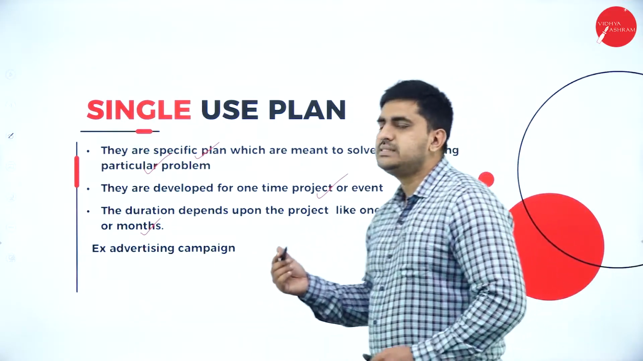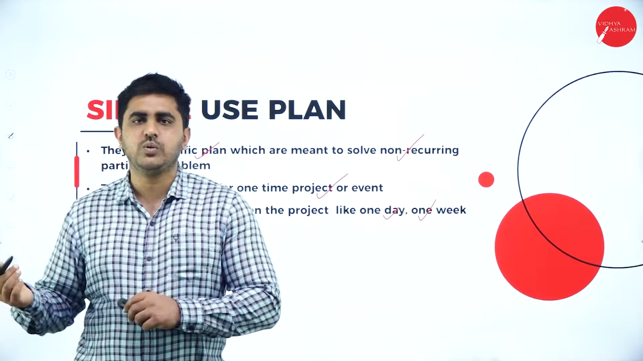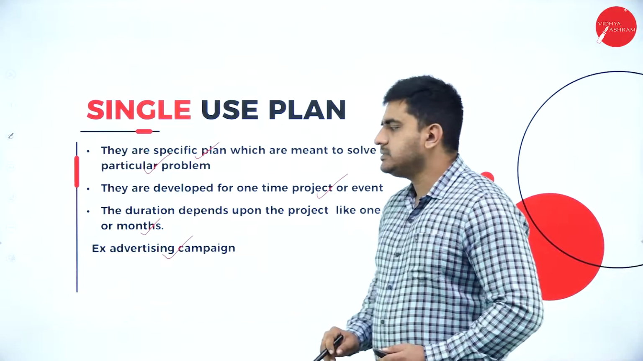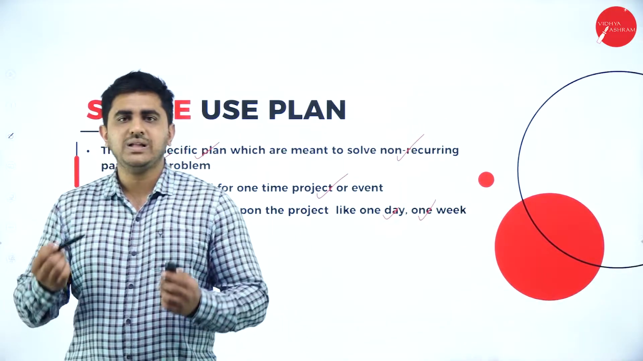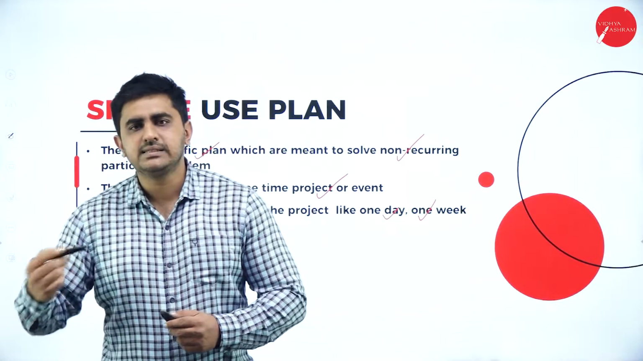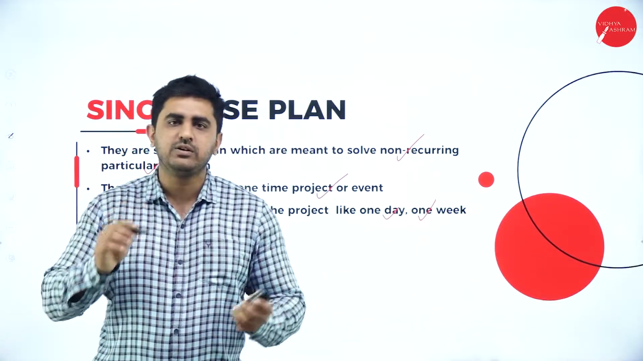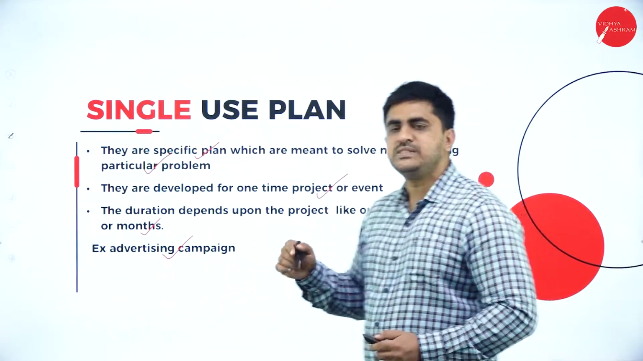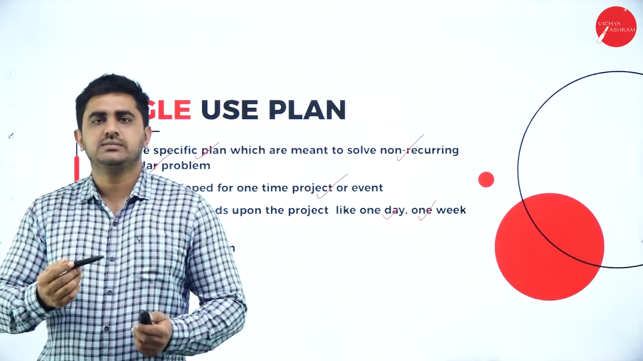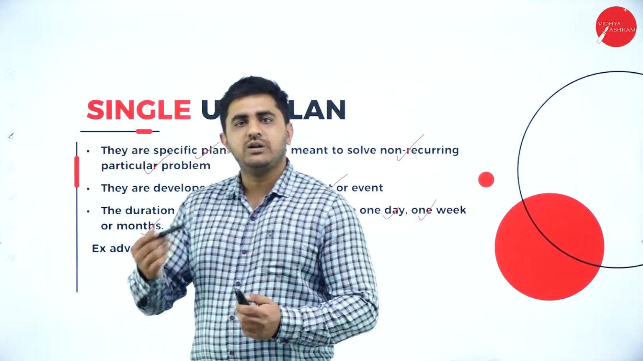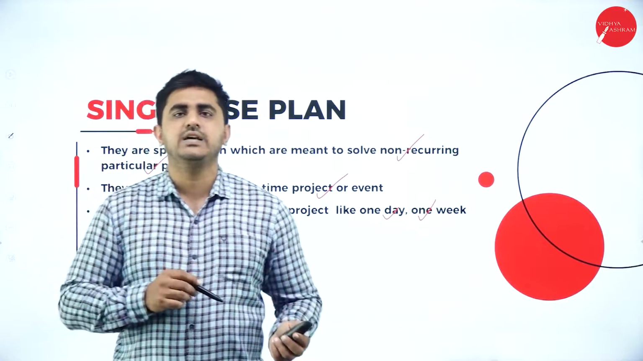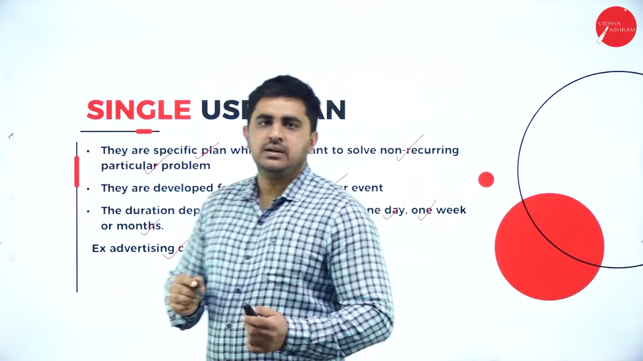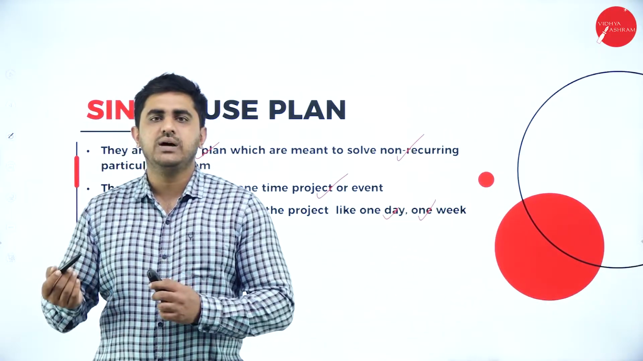So usually what happens, these kinds of plans, once they are implemented and the work is over, that is the end of the plan. So for example, advertising campaign. That is, you come out with an advertisement for a product. Once the advertisement is broadcasted, the next year you don't have to broadcast the same advertisement. You have to come out with a new concept. So that is single use plan. Advertisements, usually they will use once for 1 day or 1 week or 1 month. After 1 month, they will change the advertisements. So that is advertising campaign. Single use plan is only used once. The duration may be 1 day, 1 week or 1 month, not more than that.